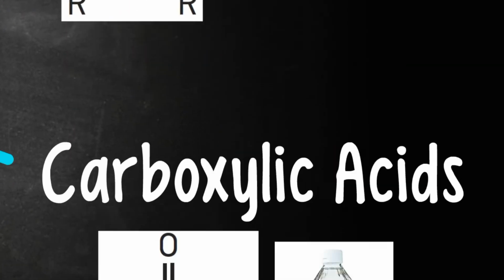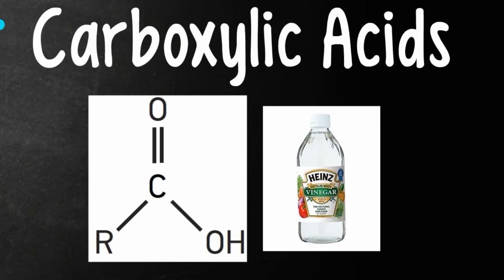Now we have carboxylic acids. You can easily identify the carboxylic acid functional group because you have a carbon double bonded with an oxygen. On one side of the carbon you have the rest of the molecule, and on the other side of the carbon you have to have an OH group. An example of a carboxylic acid is acetic acid, which is the primary component in vinegar.